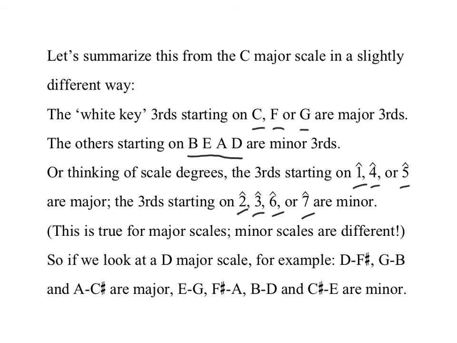Okay, we looked at the C major scale, so now let's look at the D major scale, for example. D to F sharp, that's from 1 to 3. G to B, that's from 4 to 6. A to C sharp, that's from 5 to 7. Those are all major. And then scale degree 2 to 4, E to G, minor. 3 to 5, F sharp to A, that's minor. B to D, scale degree 6 to scale degree 1, that's minor, and C sharp to E, scale degree 7 to 2. Those are also minor.